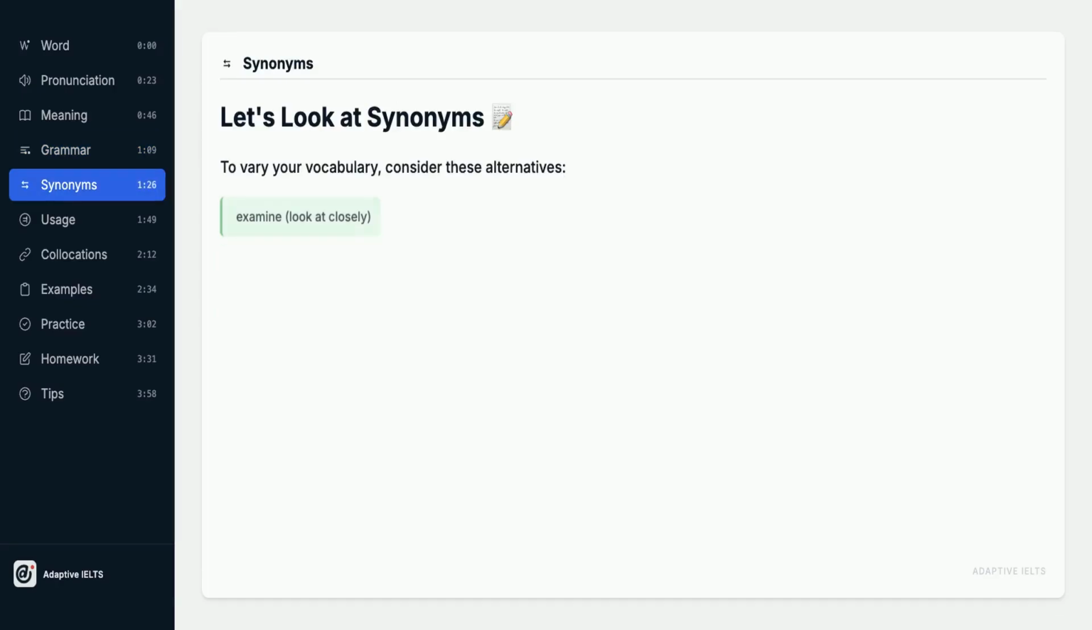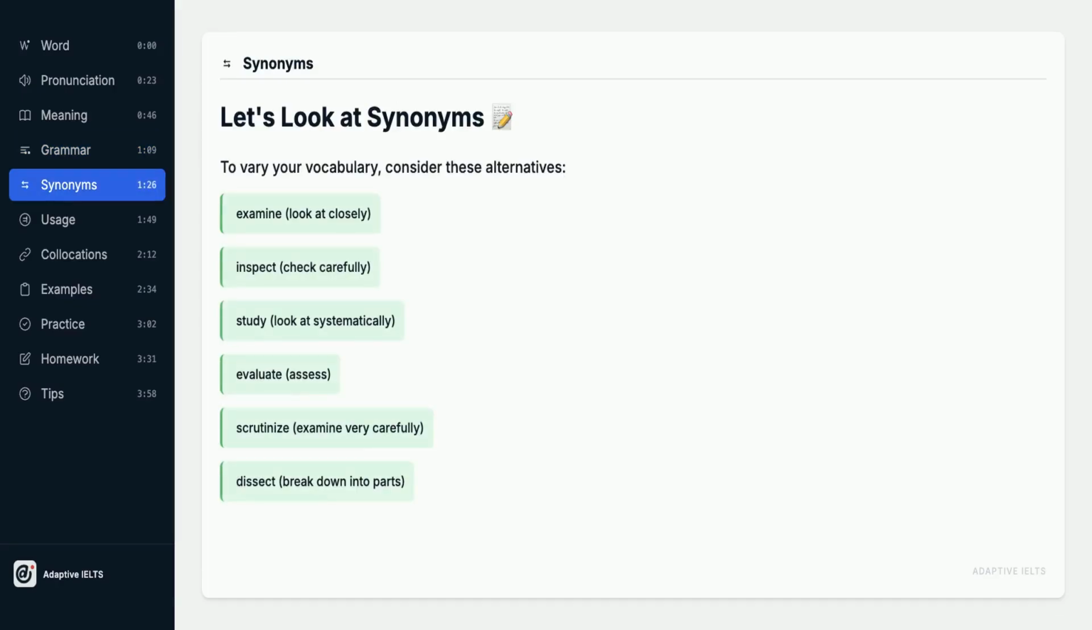To vary your vocabulary, consider these alternatives. Examine, look at closely. Inspect, check carefully. Study, look at systematically. Evaluate, assess. Scrutinize, examine very carefully. Dissect, break down into parts. For Writing Task 2, sophisticated alternatives include assess and appraise.